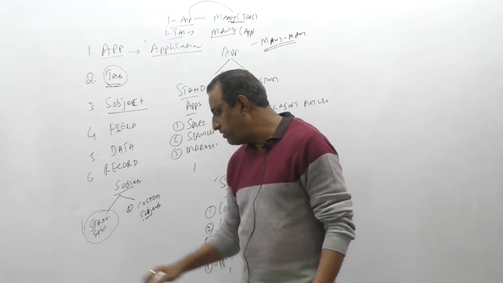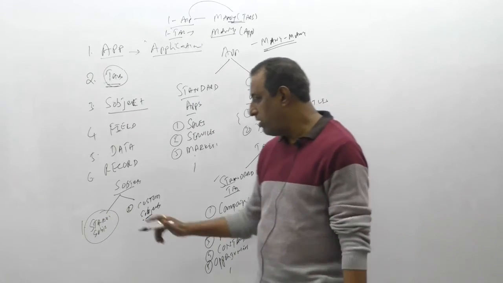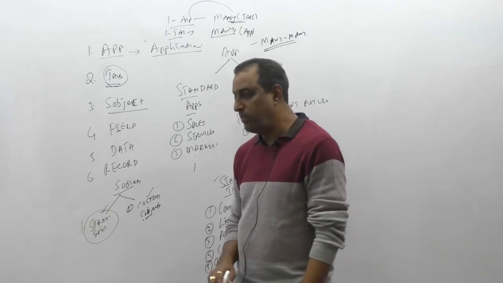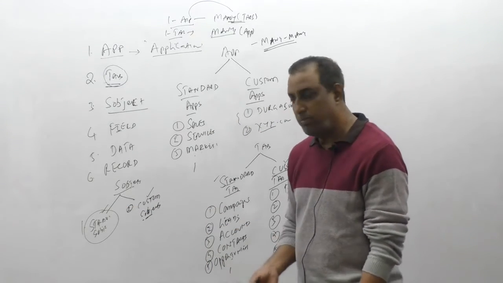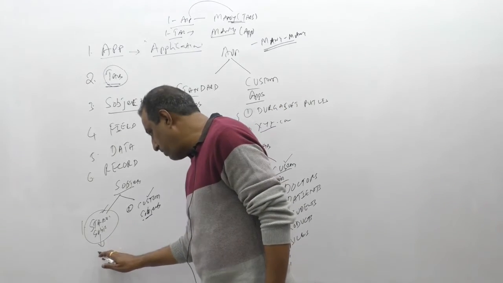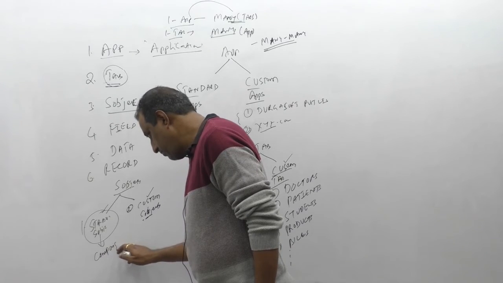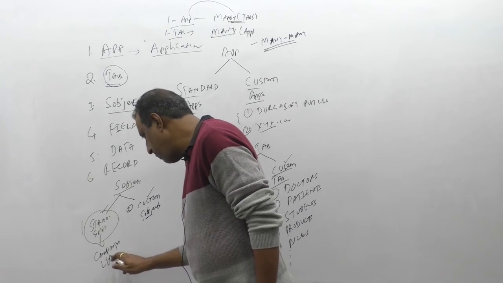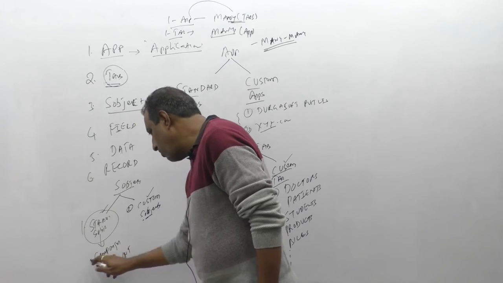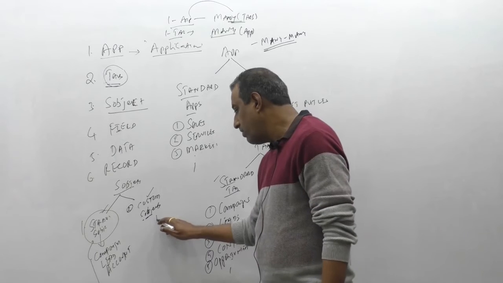Standard SObject means any SObject which is given by Salesforce, that can be called as standard SObject, and any SObject created by developer as per the client requirement, that can be called as custom SObject. And standard SObjects, let me give some example like campaign, lead, account. These are all comes under what? Standard SObjects.